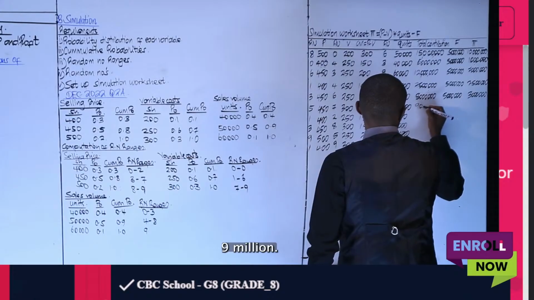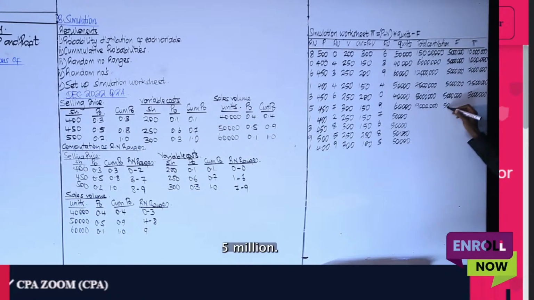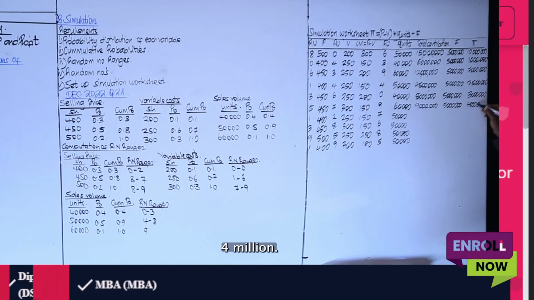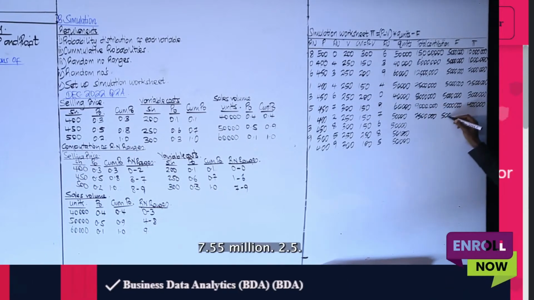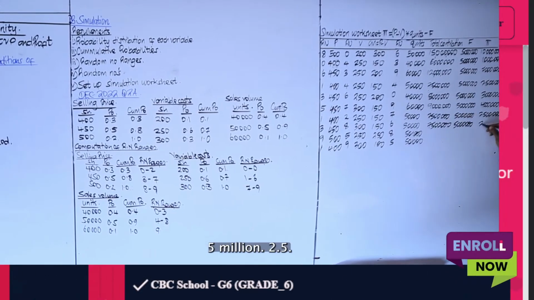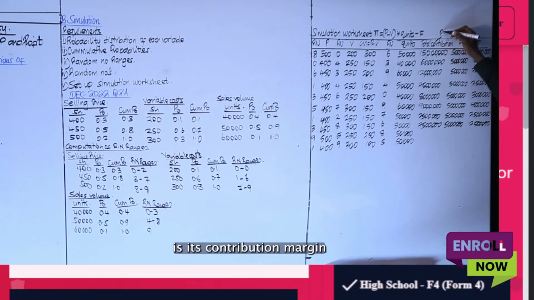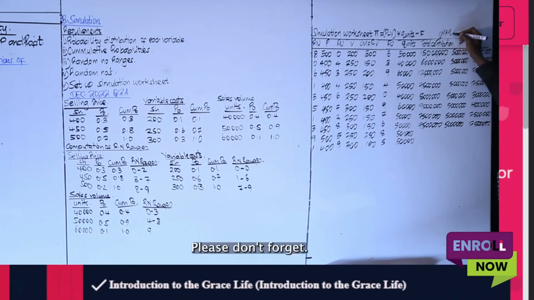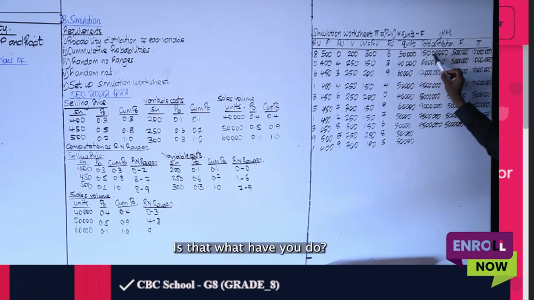9 million. 5 million. 4 million. 7.5. 5 million. 2.5. 7.5 million. 5 million. 2.5. So remember, your total contribution is contribution margin by the units. Please don't forget. That is why 300 by 50 is that.